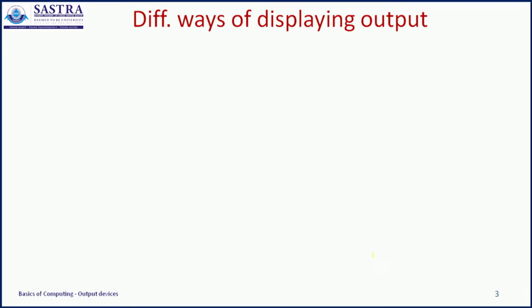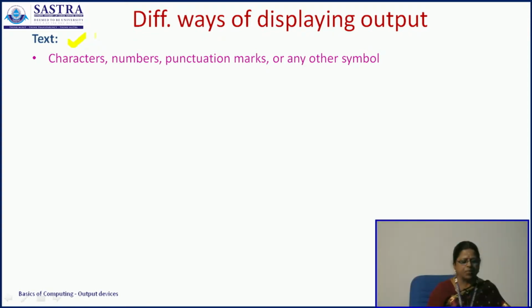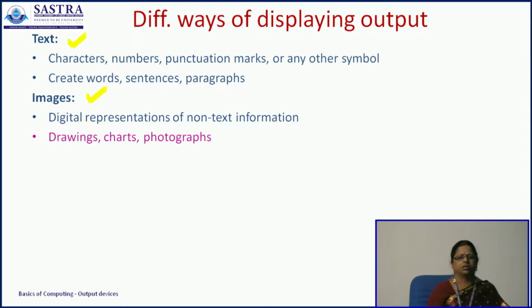What are the different ways of displaying output? There are different ways of displaying the output. The output can be in the form of text, which are the characters, numbers, punctuation marks or any symbol fed to the output device. Using that, we can create words, sentences or paragraphs. Next is images. They are digital representations of non-text information. Images are drawings, charts and photographs.